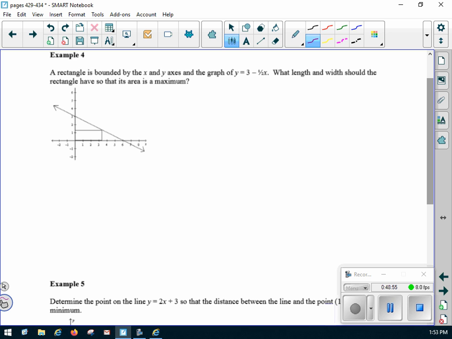right, a rectangle is bounded by the x and y axes, and the graph of y equals 3 minus 1/2 x. This line is y equals 3 minus 1/2 x. What length and width should the rectangle have so that its area is at a maximum?